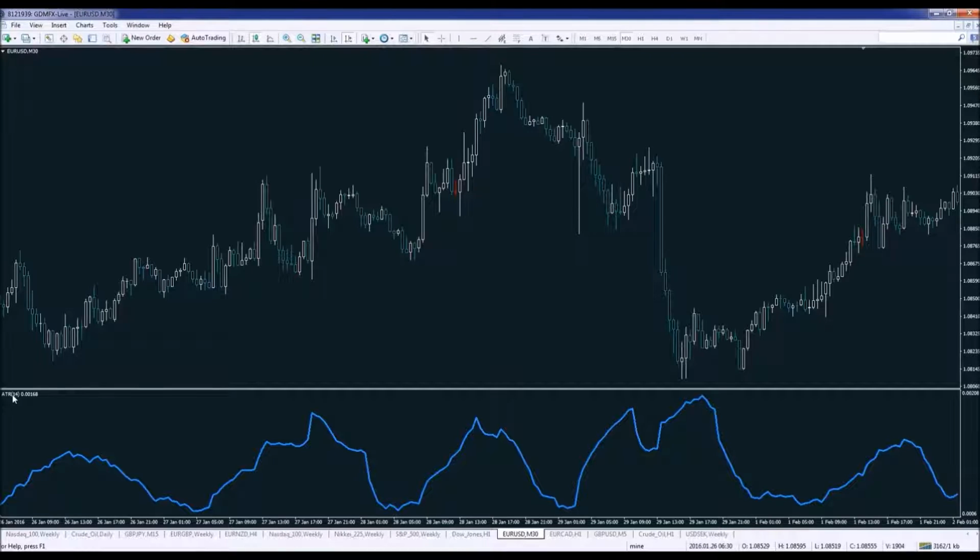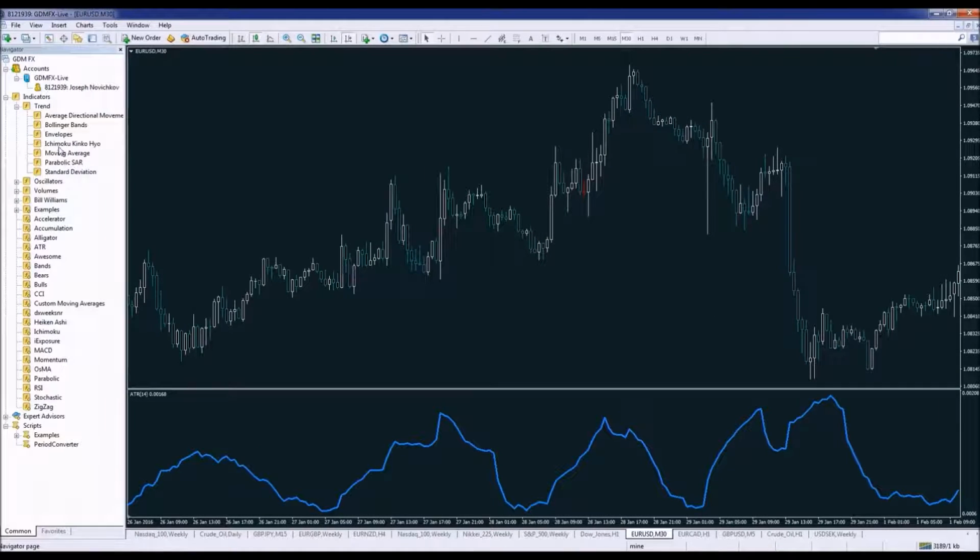We can simply smoothen things out, cut out those fluctuations that we're getting here in the curves. We can smooth these out the only way possible, by bringing a moving average on top of this average true range.